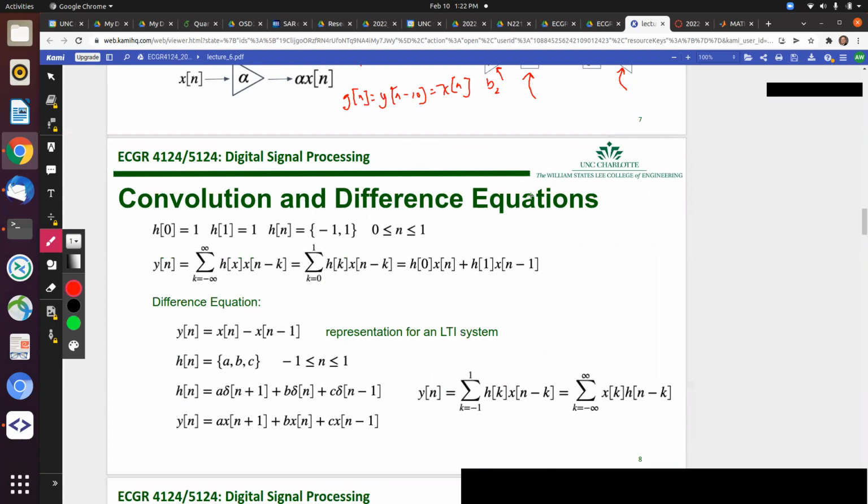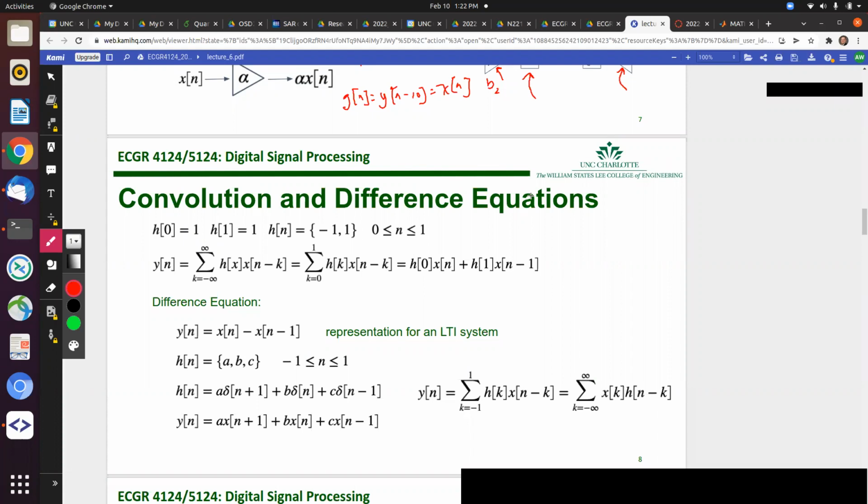Relationships. Our previous lecture and a half was on sample domain representations of linear time invariant systems. In the sample domain, we represent a linear and time invariant system as h of n, the impulse response. This lecture is about representing linear and time invariant systems and other systems with difference equations, because remember, difference equations are linear and time invariant only when they have 0 initial conditions. So what is the relationship between the two?